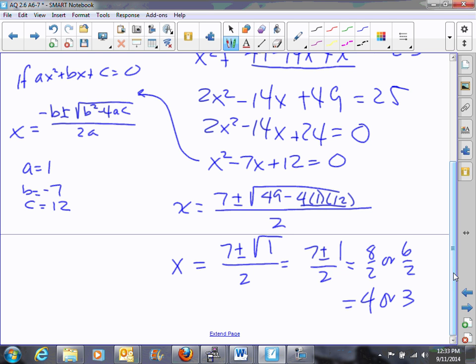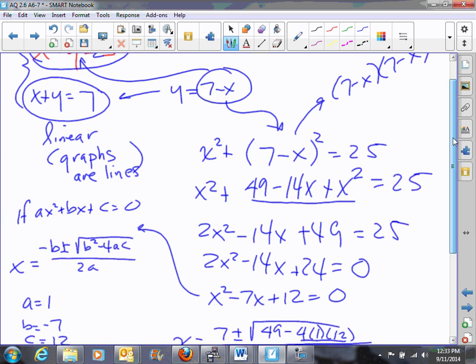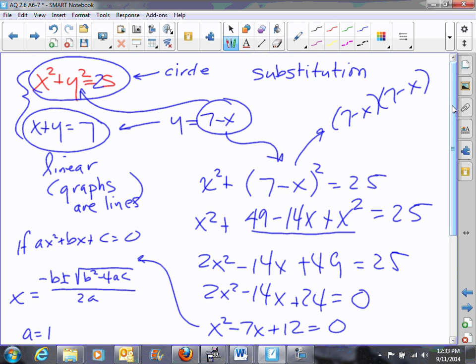Now, when we're solving systems of simultaneous equations, it's not enough to just get what x is. We need to say what x is and what y is matched with that x. So now we need to put 3 and 4, which are the two x's we got, back in one of these equations to get the other value.